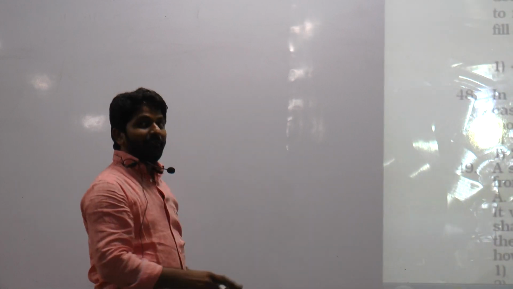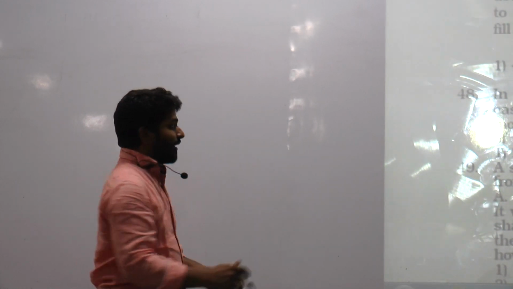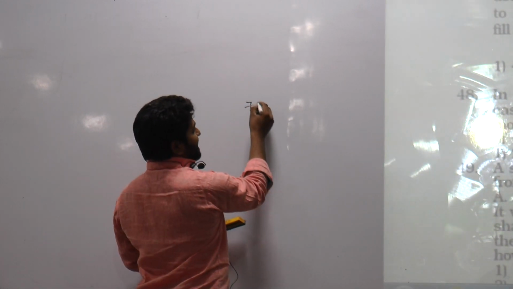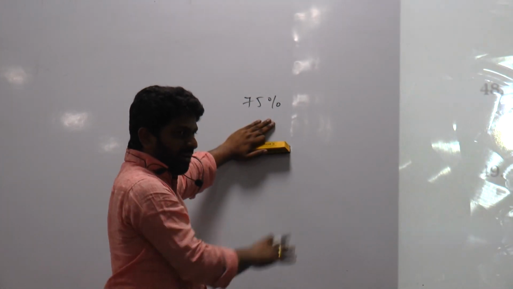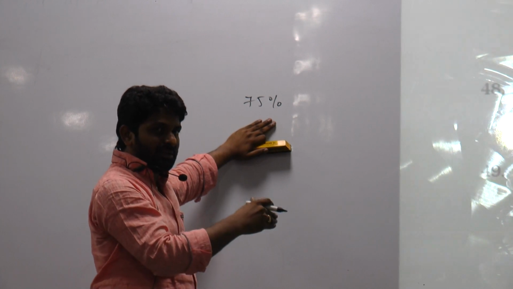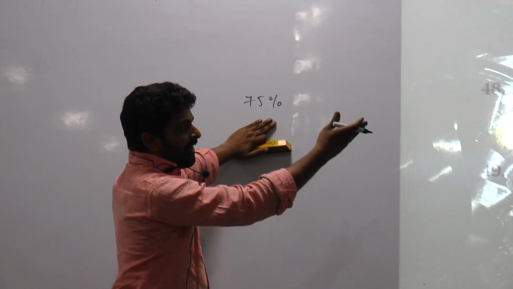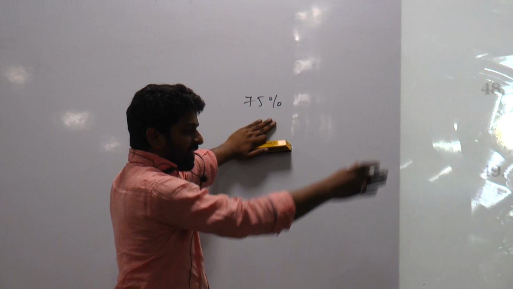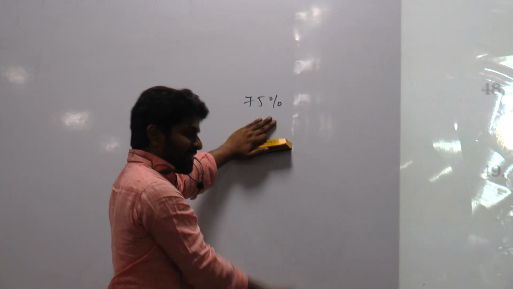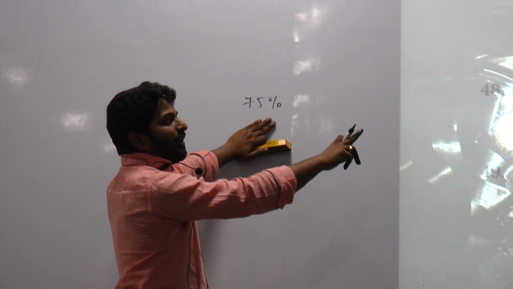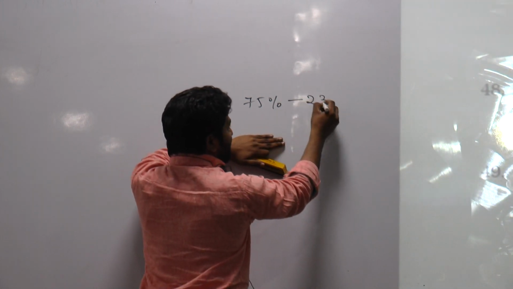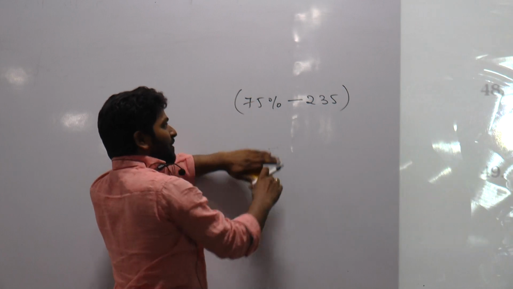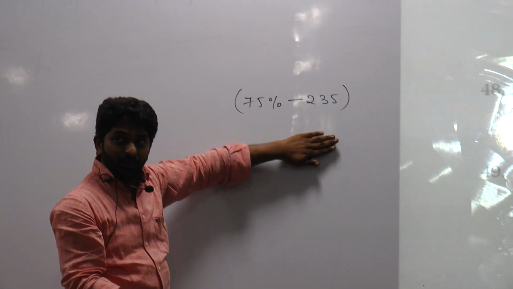Come on, let's say we have 100% registered voters. Out of 100%, 75% have participated. In the sense, 75% of the voters have casted their vote and 25% did not. And 235 votes were declared invalid. Now let me subtract 235 votes from this. What is this number? Valid votes.